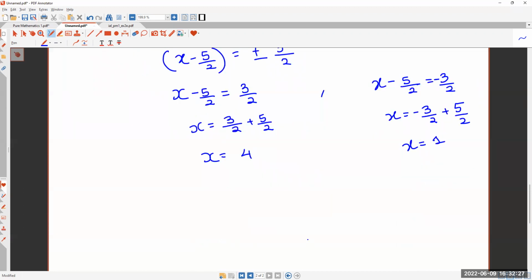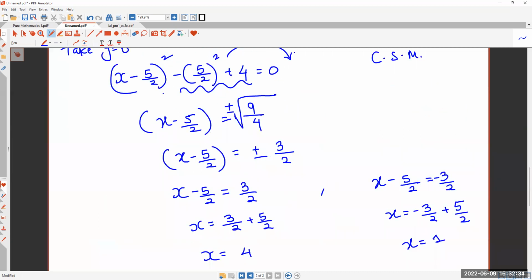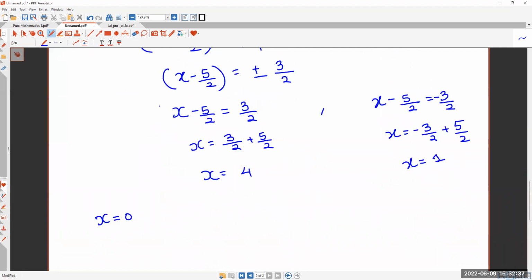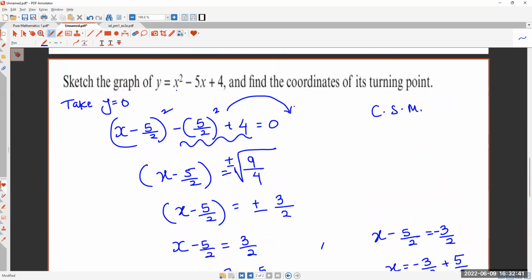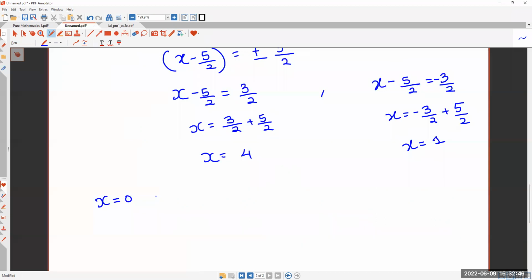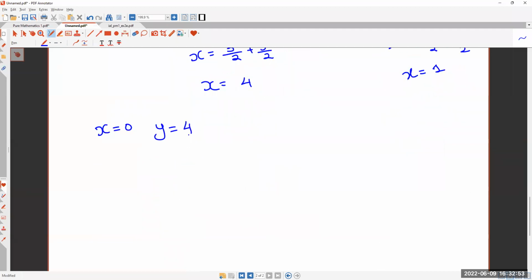Okay, now let me find the y values. In the y value, x equals what? 0, because here y was 0. So x is equal to 0. So if x is 0 and you write the equation, what is y? 4. So if x is 0, y is 4. So we got an approximate idea now. How should it look? Where should it cross the y-axis? At 4. Where should it cross the x-axis? At 4 and 1. So let me draw this diagram for you.